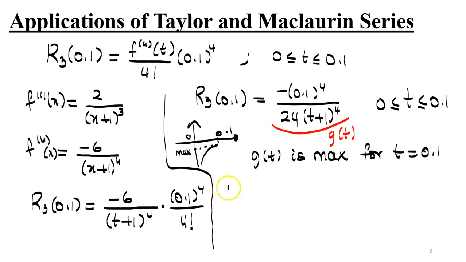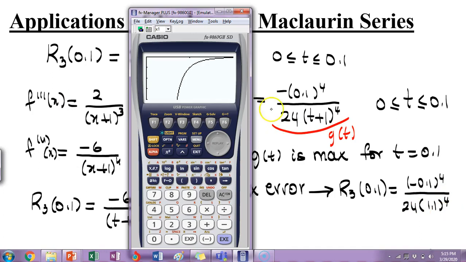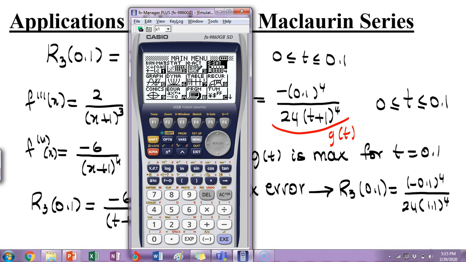So over here, the maximum error would be for t equals 0.1, which is R3 of 0.1, which is equal to negative 0.1 to the 4 over 24 times 1.1 to the 4. Evaluating this on my calculator, so going back to the menu.